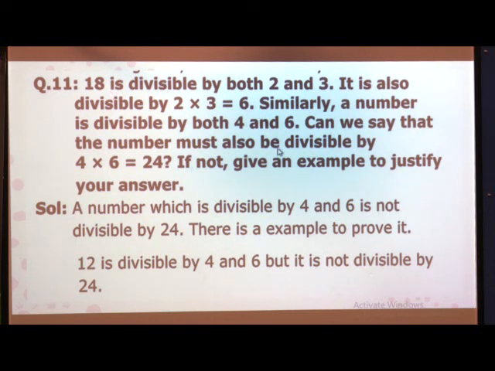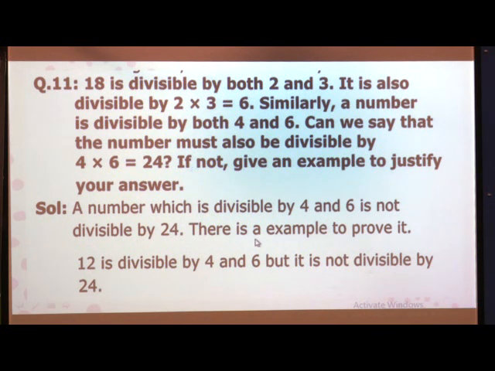Now, we have to find out if a number is divisible by 4 and 6, can we say that number is divisible by 24? Why 24? Because 4 sixes are 24. Now, we have to find this out by seeing an example. A number which is divisible by 4 and 6 is not necessarily divisible by 24.